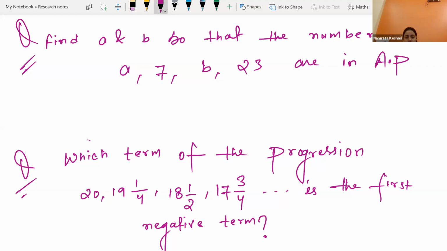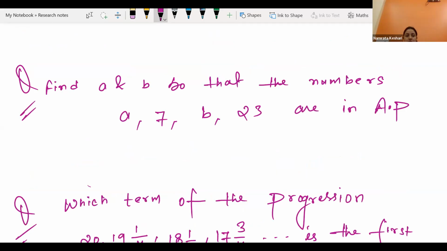I'm going to solve the first one. Yeah. This is the first one.